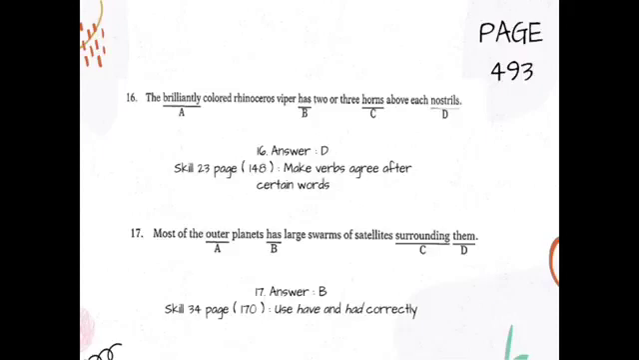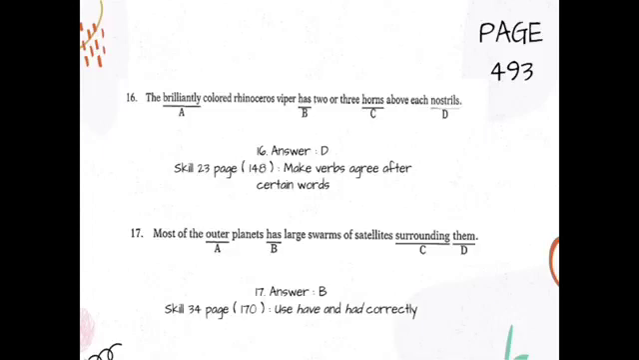Hello guys, we are on written expression. For number 16, the incorrect word is D, nostrils. And the right answer is nostril without S, from skill 23, page 148, make verbs agree after certain words. For this kind of test, what is considered to be the correct answer is the one that doesn't fit in the sentence. The correct answer for the question above is D, because the word each must be followed by a singular form. It must also be followed by a countable noun.